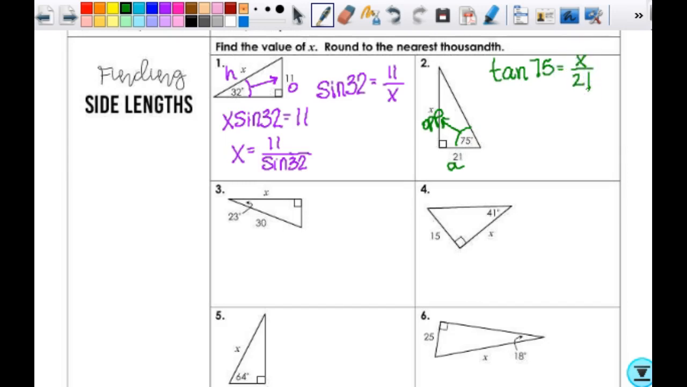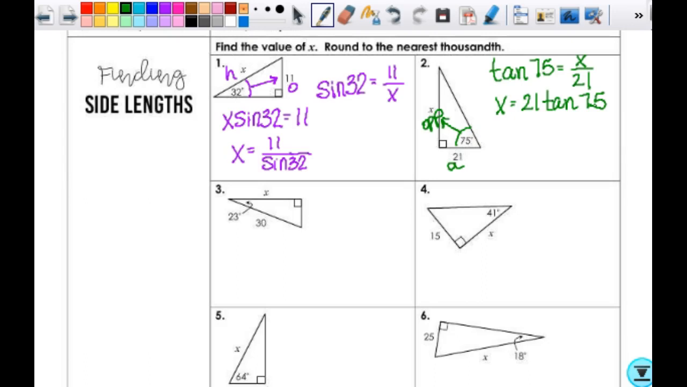So I have to get x by itself. Since it's in the numerator, that's good, because now all I'll have to do is multiply both sides by 21. So x is equal to 21 times the tangent of 75. So here, in both of these questions, we have stopped at the exact answer. Do you have any concept of what either one of those values are? Probably not, and that's okay. But you need to get to this point on both of them before you touch the calculator.